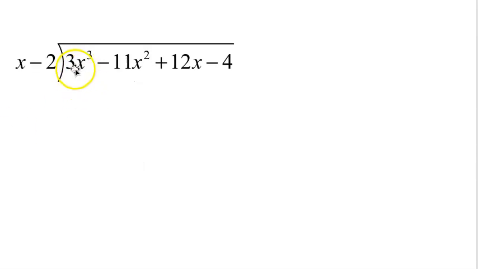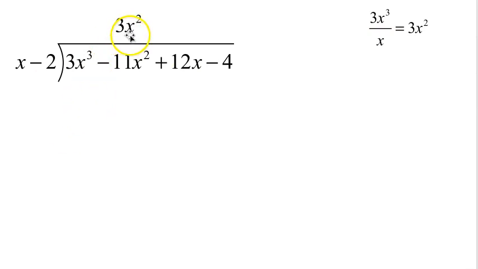The first question I ask: I look at 3x cubed and I look at x. The leading term here divided by the leading term here. 3x cubed divided by x is 3x squared. That is the first part of my quotient. So 3x squared goes in the quotient line.